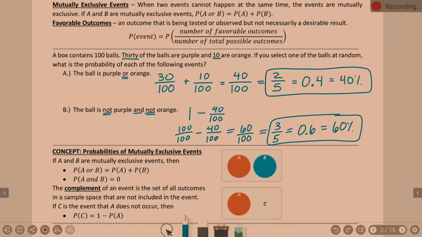And then what we just talked about is the complement of an event. It's the set of all outcomes in a sample space that are not included in the event. So what we just did there, we did the probability of not orange and not purple. We could do 1 representing all of them minus the probability of it happening. And so you'll see 1 minus the original probability there. All good things to think about here.